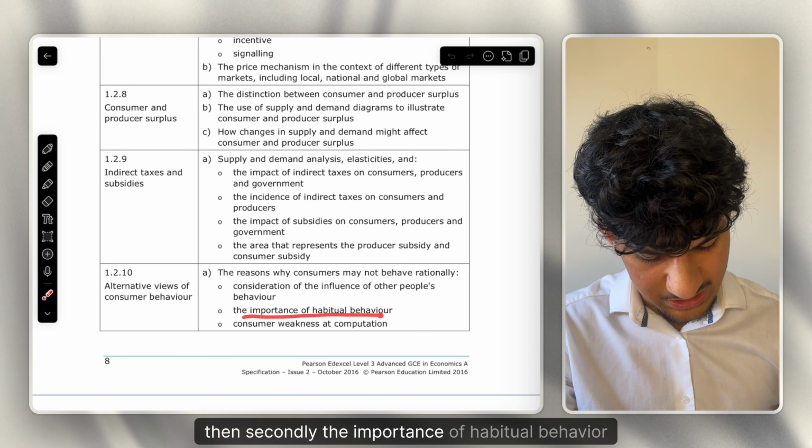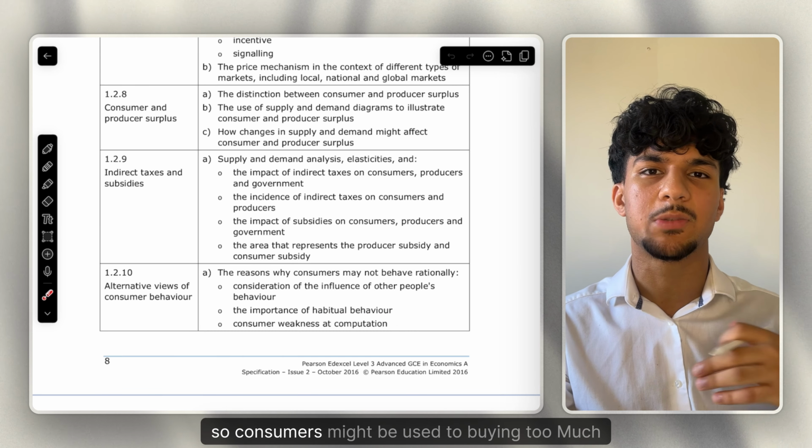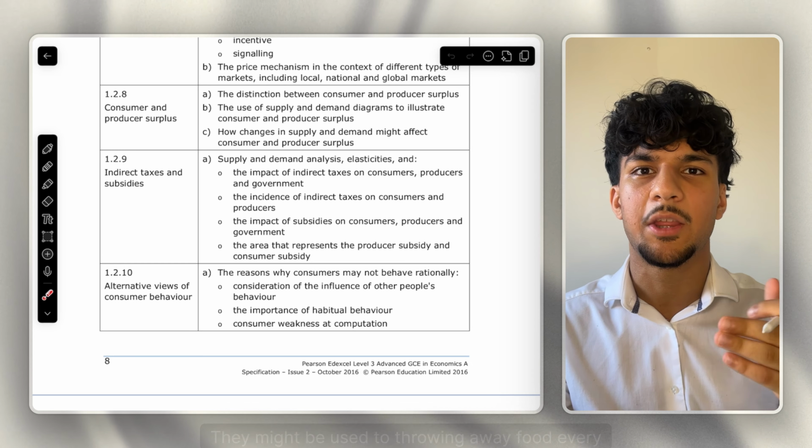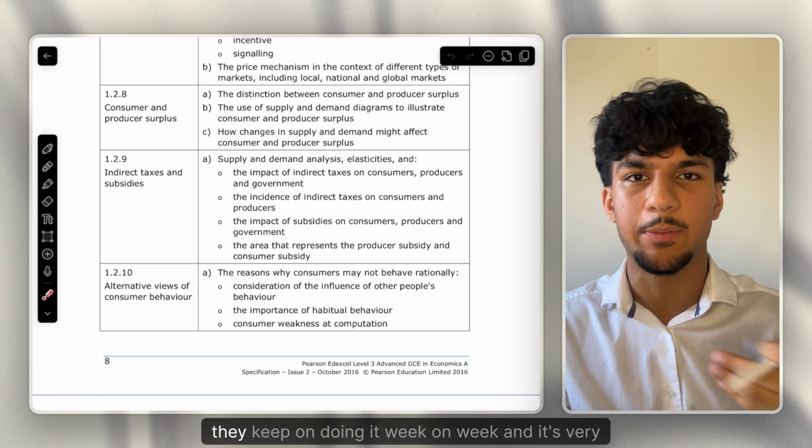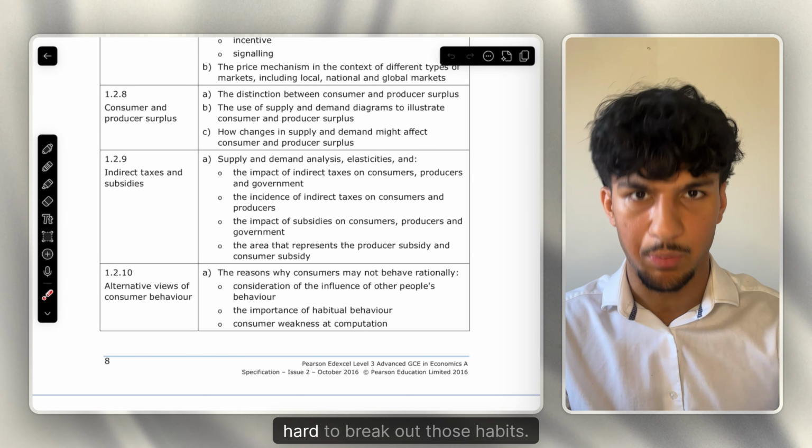Then secondly, the importance of habitual behaviour. So consumers might be used to buying too much food. They might be used to throwing away food every single week, but since it's a habit, they keep on doing it week on week, and it's very hard to break out of those habits.